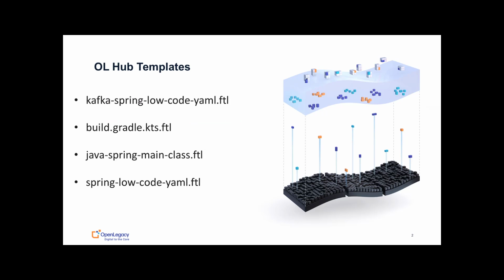Templates are an XML framework that define the rules and the model to generate the relevant files. We use Freemarker templates as a basic element in the Hub. The Hub has 4 predefined templates: Kafka Spring Low-Code YAML, which allows modifying configuration files specifically for Kafka low-code projects; Build Gradle, which defines build configurations, repositories, and dependencies that are common to all modules in the project; Java Spring Main Class; and Spring Low-Code YAML, which is the YAML used with generators other than Kafka.